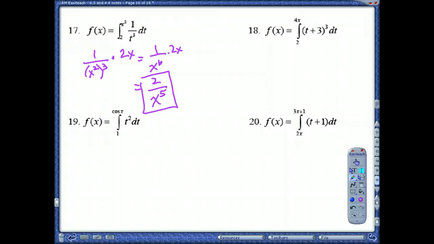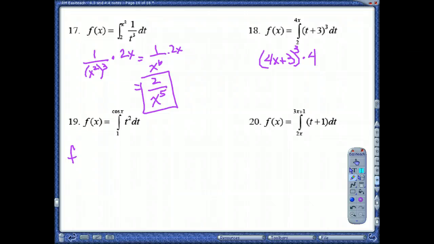Okay? So on number 18, same thing. We're going to put 4x in for all of the t's. And then we're going to multiply by the derivative of 4x, which is 4. As long as what's on top is a function of x and what's on the bottom is a constant, we're perfectly okay.